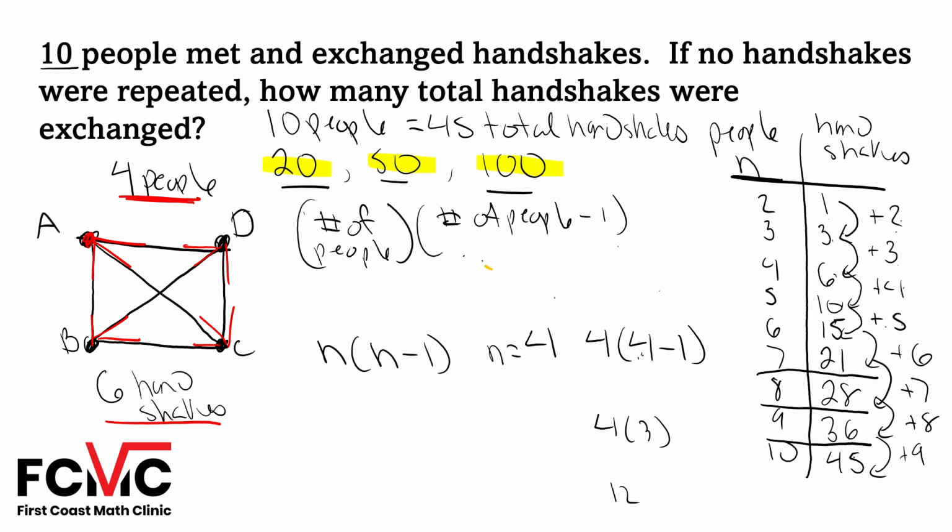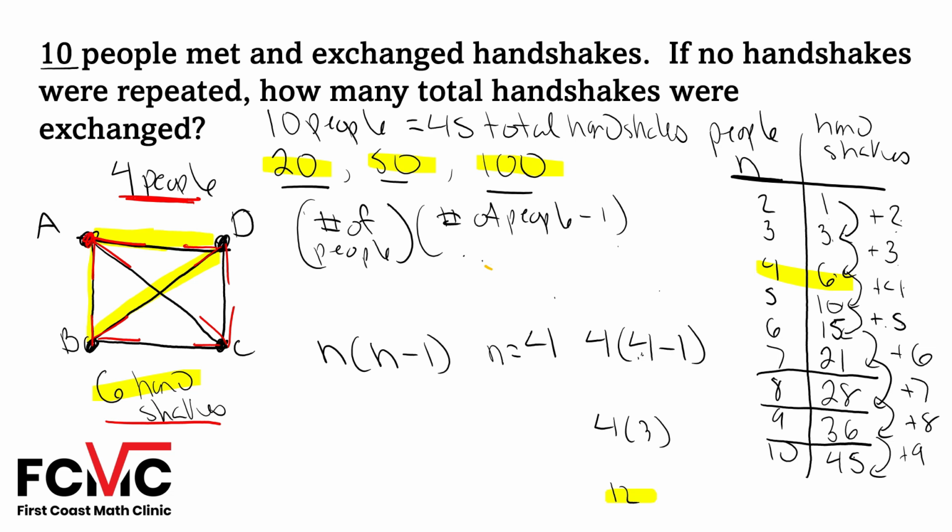Well, we know that our answer should be 6. All right, we got 12. What happened? Why did we get 12? Well, if we notice, this handshake from A to D is the same handshake. That's the same line. Here, A to B is the same line. Handshake from B to D is the same line. So if we just multiply the number of people times the number of people minus 1, we're counting the same handshake more than once. So we don't want to do that.